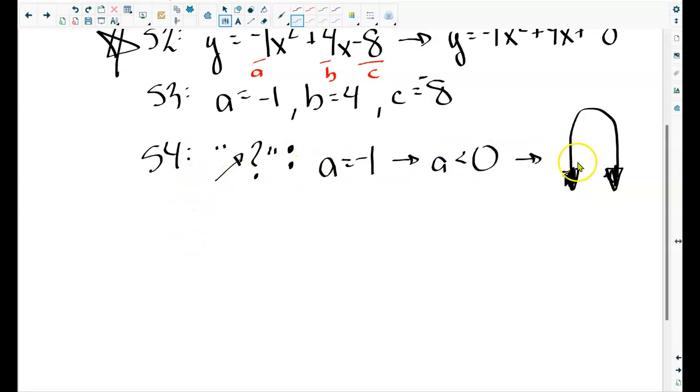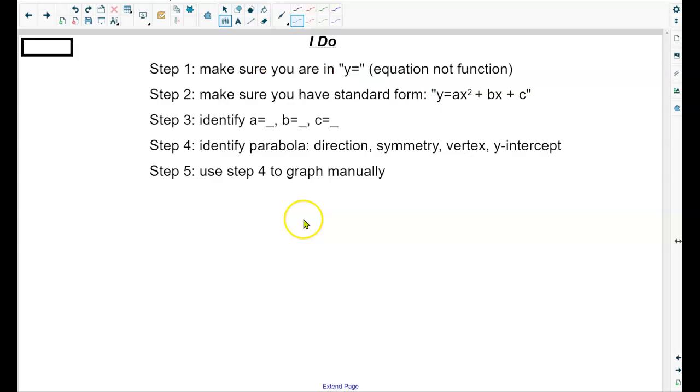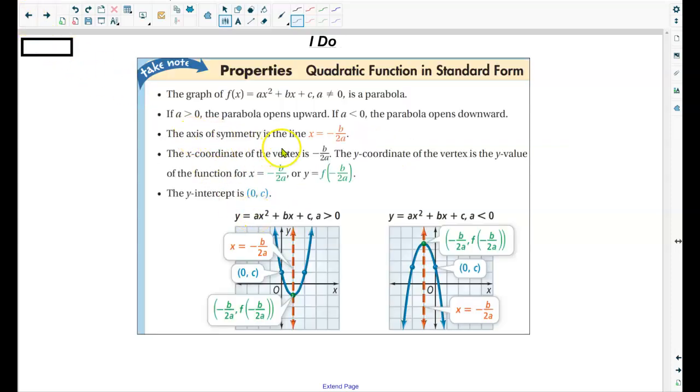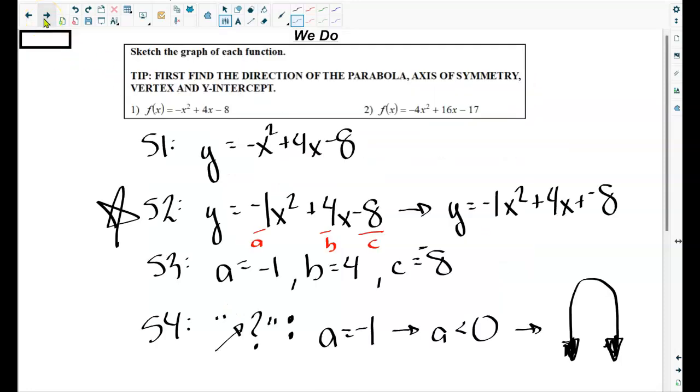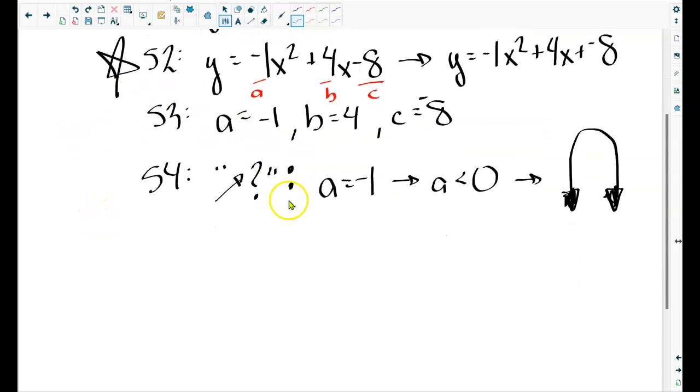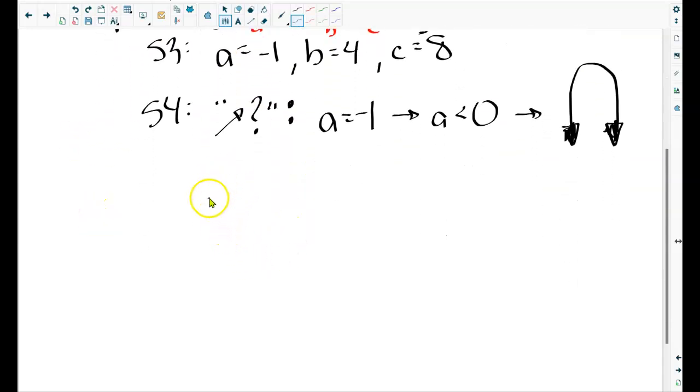So this is going to be important for you to communicate to me and to yourself. Next up is the symmetry. The axis of symmetry is x equals -b over 2a. So the axis of symmetry, we've seen this before, right? Is x equals -b over 2a, which equals negative, right?